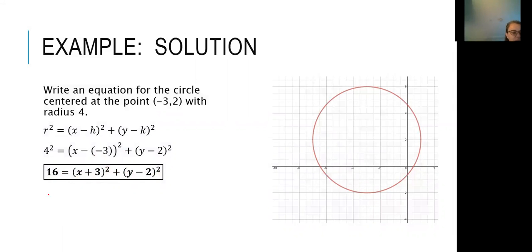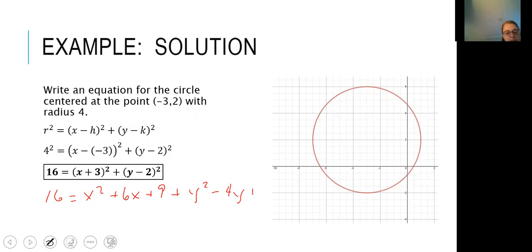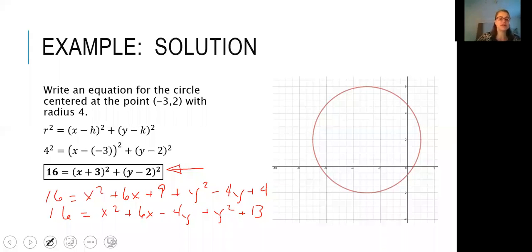So we would get 16 equals x squared plus 6x plus 9 plus y squared minus 4y plus 4. Collect our like terms and we get 16 equals x squared plus 6x minus 4y plus y squared plus 13. Usually we will just leave everything in the circle form, but this is equally correct.